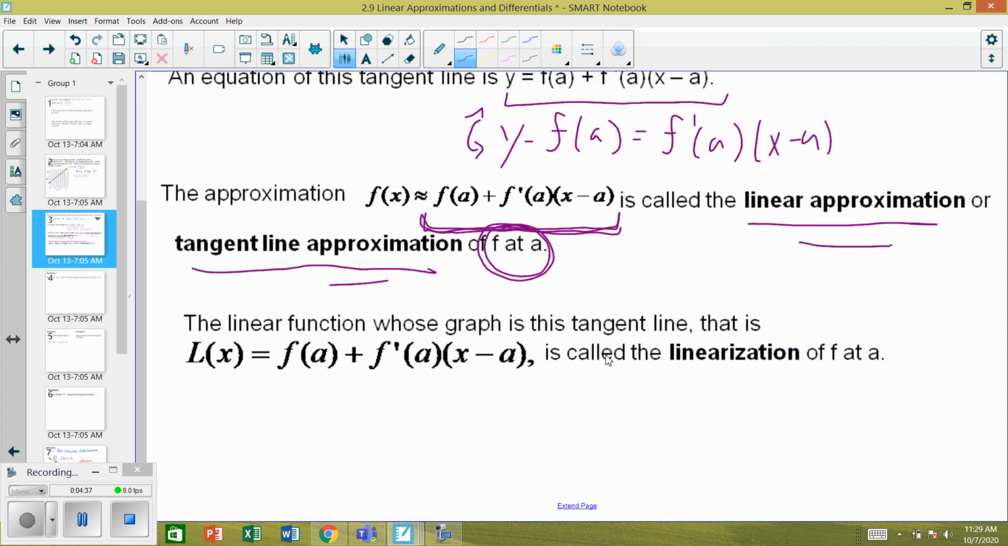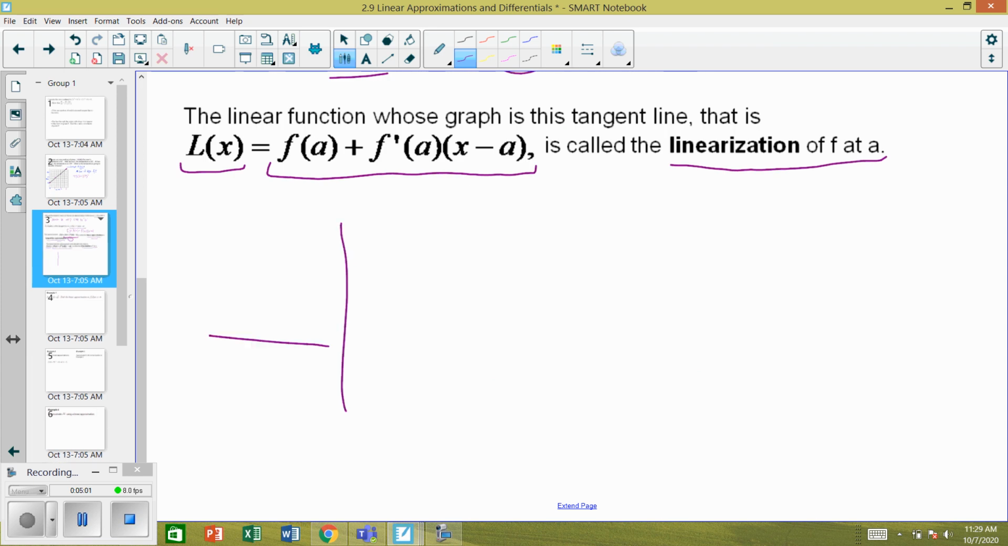Okay? So the linear function whose graph is the tangent line is this, and they use L of x for linear approximation, but it's the same exact thing as a tangent line. And this is called the linearization of f at a. We're pretty much linearizing a function. So let me give you an example graphically. Let's say that's my graph, something that looks like that. Let's say right here at a, I have a tangent line. It looks like that.